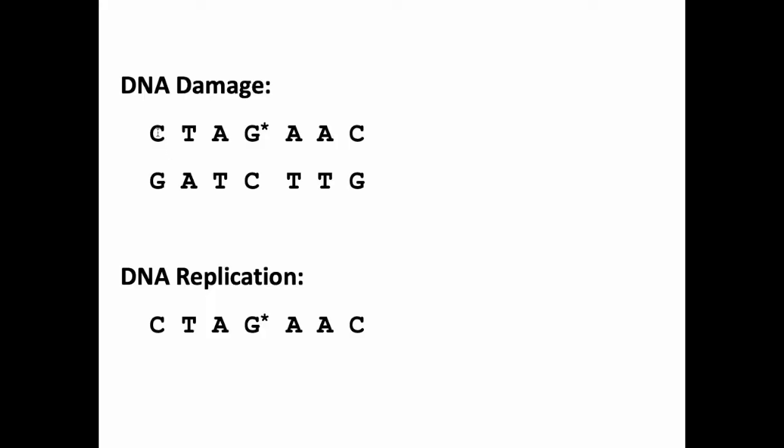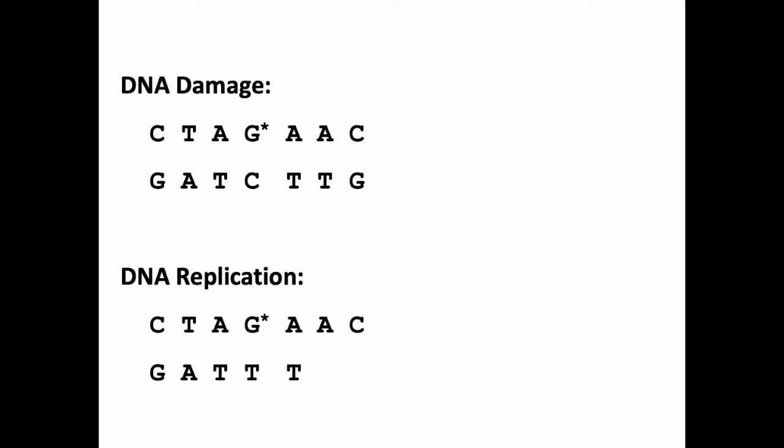Let's just focus on the top strand and how it gets replicated. So C is going to pair with G, T pairs with A, A pairs with T. But here's the messed up guanine. The machinery that's doing DNA replication is going to look at this messed up guanine, and it may not recognize it as guanine. There's a very good chance that the DNA replication machinery is going to look at this messed up guanine and think that it's an adenine, putting a thymine across from it.